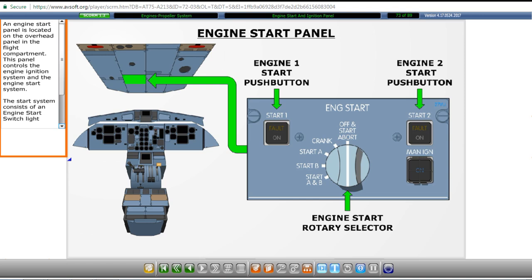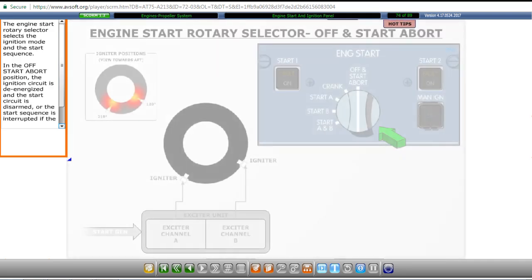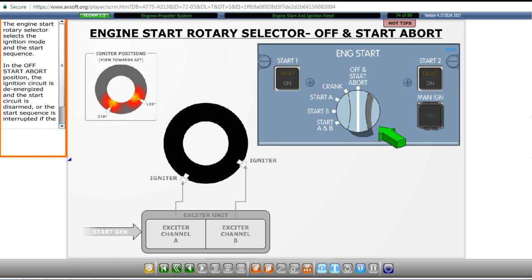This panel controls the engine ignition system and the engine start system. The start system consists of an engine start switch light marked Start and an engine start select knob. The engine start rotary selector selects the ignition mode and the start sequence. In the off start abort position, the ignition circuit is de-energized and the start circuit is disarmed, or the start sequence is interrupted if the start is in progress.